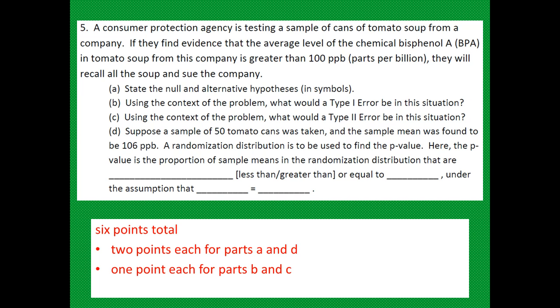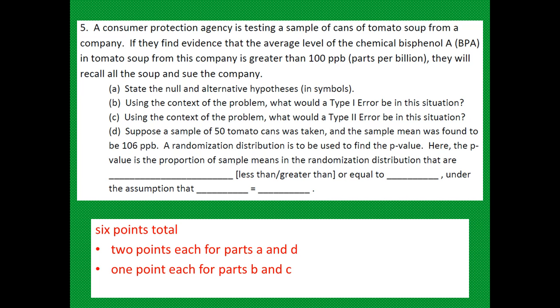For number 5, stating the null and alternative hypotheses in symbols first, that's worth 2 points. Half a point for the correct parameter, half a point for the correct value on the opposite side of the equality or inequality. Half a point each for the correct inequality symbol, and then, I guess, the correct equals in the null.